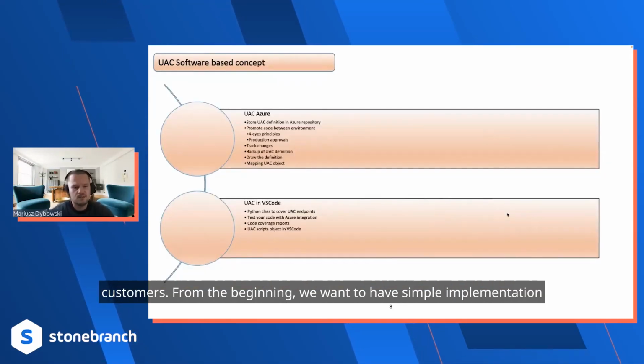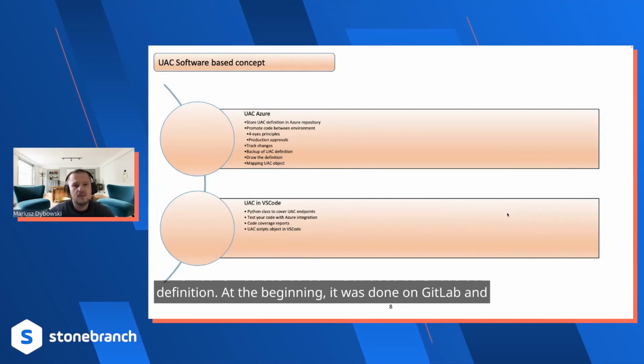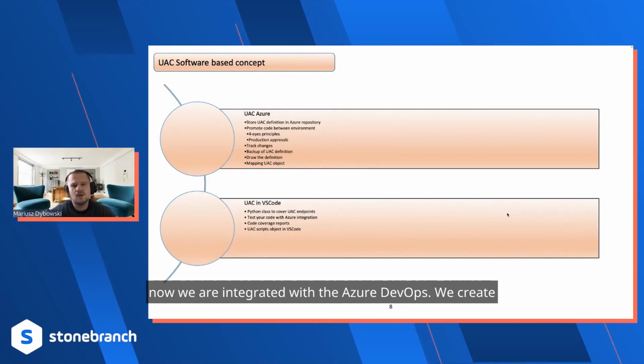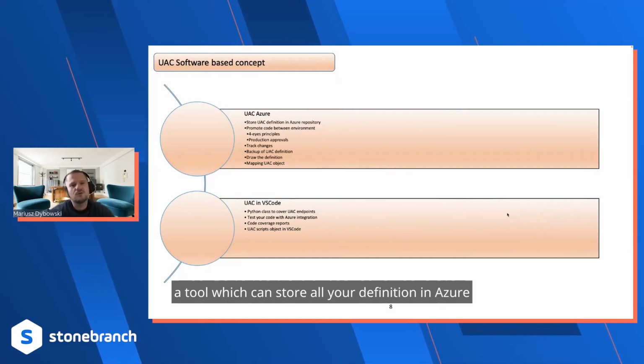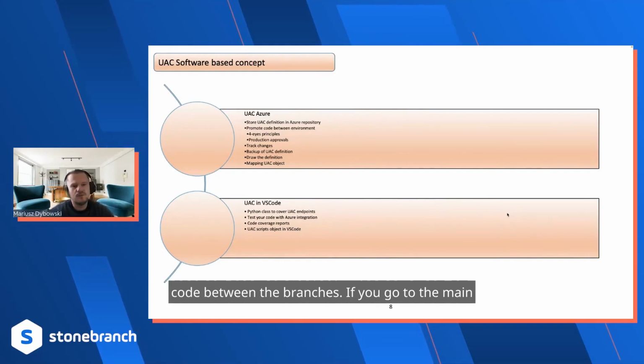From the beginning, we wanted a simple implementation for our customers to do the promotion of UAC definitions. At the beginning it was done on GitLab, and now we are integrated with Azure DevOps. So we created a tool which can store all your definitions in Azure DevOps. It's a really fancy tool because you can promote your code between the branches.